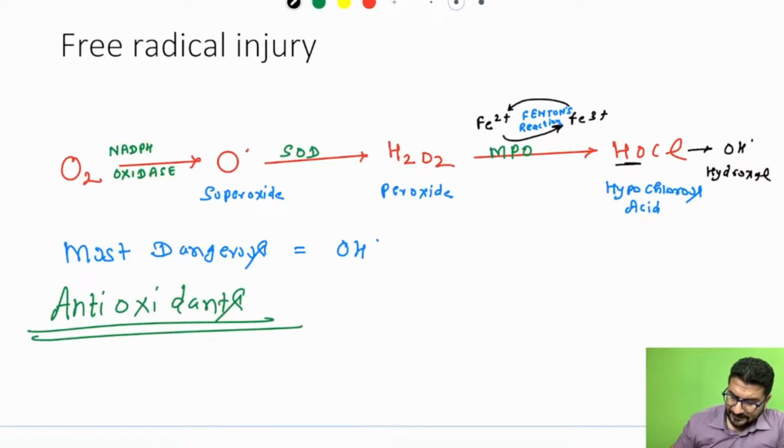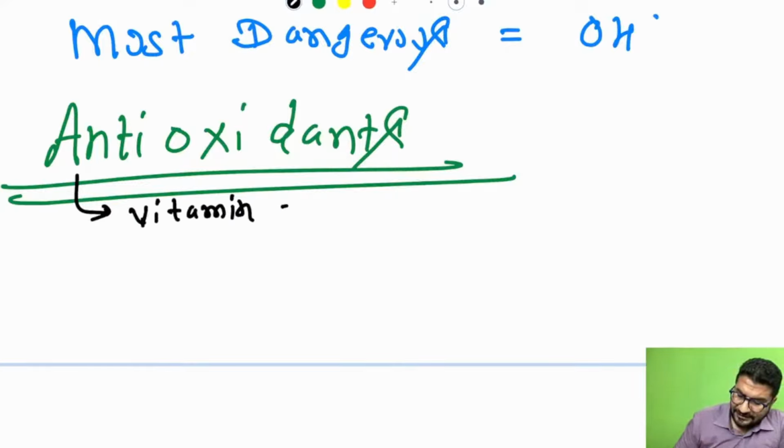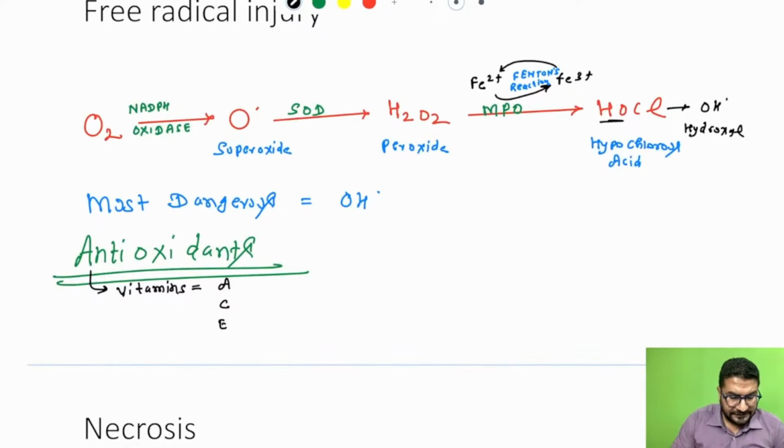So understand this thing. If I ask you what are antioxidants, it could be vitamins, minerals, or enzymes. So what are the vitamins which act as antioxidants? Remember, vitamins which act as antioxidants are vitamin A, C and E. So these are the vitamins which act as antioxidants. Done. This is something you should know about antioxidants and free radicals.